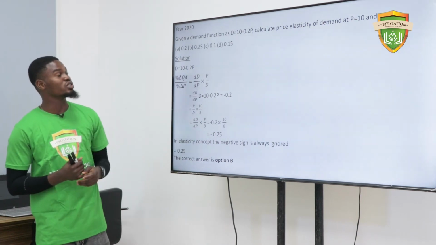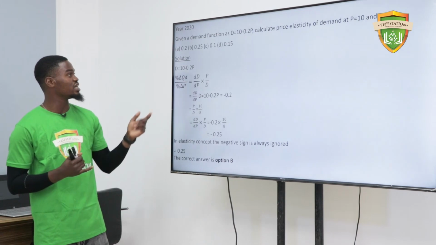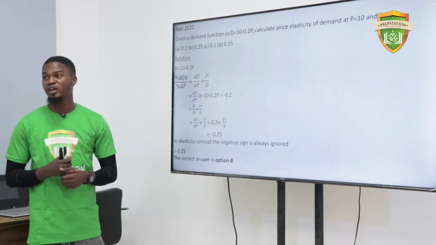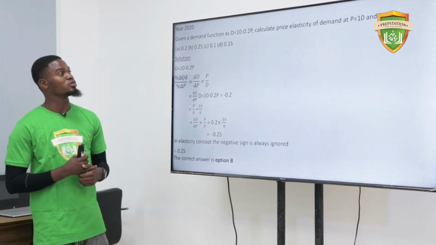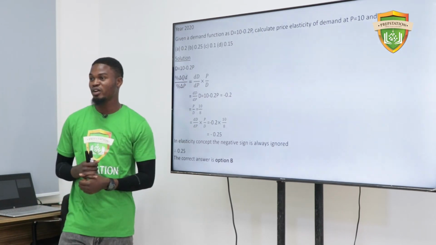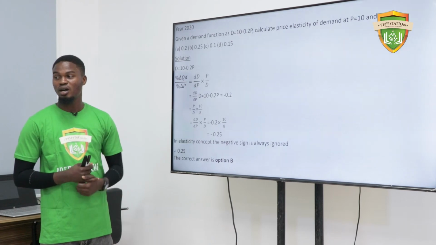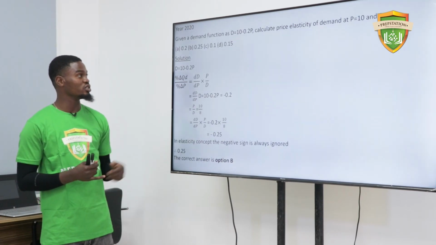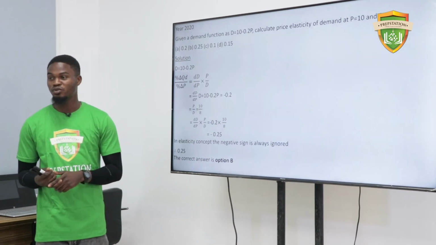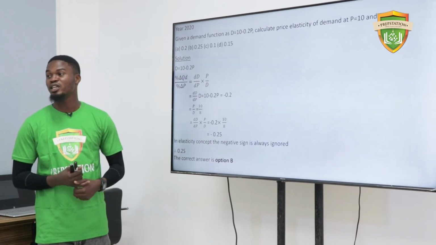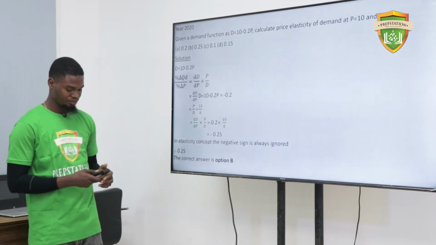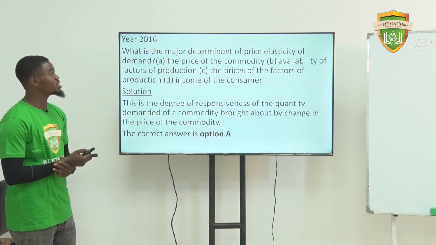So looking at the question, the options, you see option A as 0.2, option B as 0.25, C as 0.1, and D as 0.15. So from the solution we have here, the appropriate answer to this question is option B, 0.25. That is removing the negative sign, ignoring the negative sign. So we have here 2016.